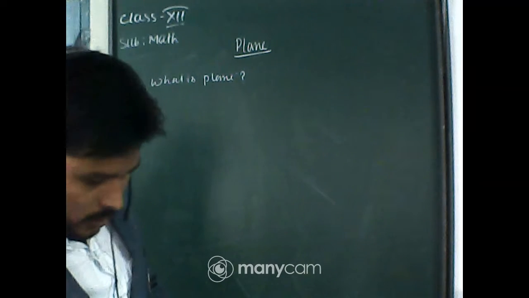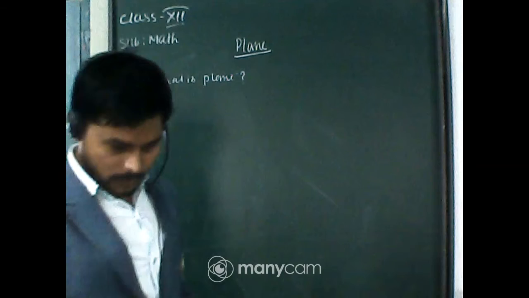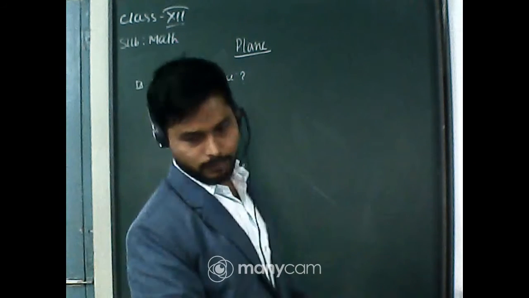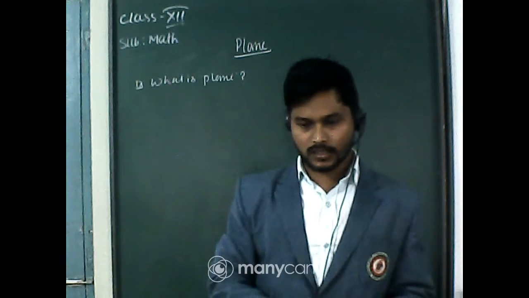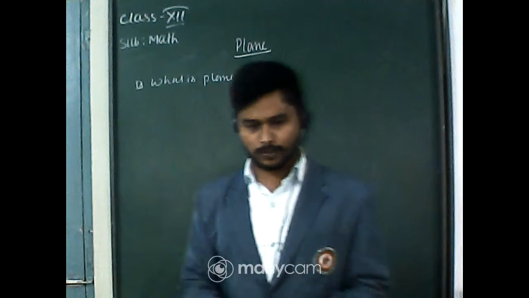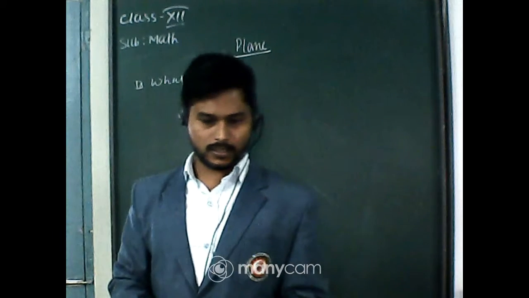A 2D surface. Orpita, a plane may be 2D, may be a 3D surface. Obviously, a plane is a surface, but it is 2D, it may be 3D.